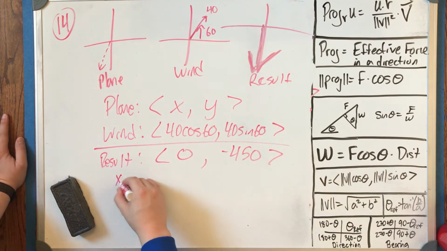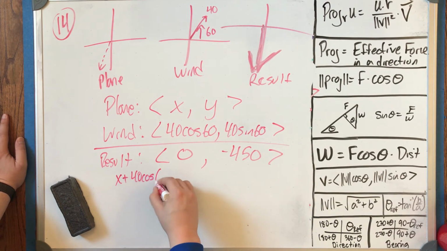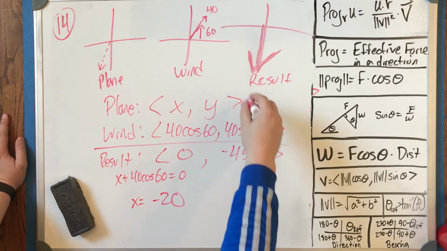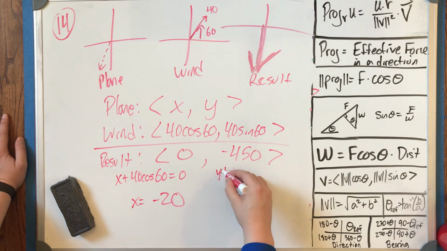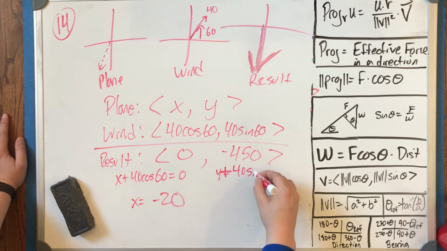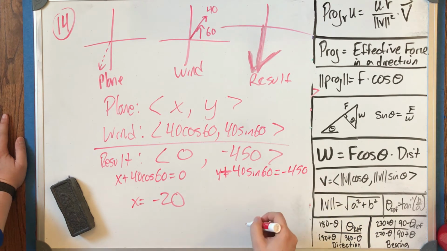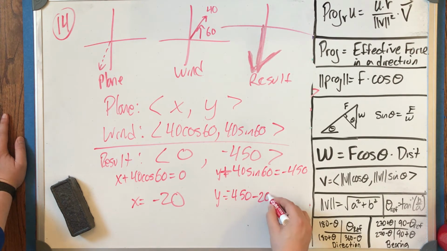So it would be x plus 40 cosine 60 equals 0. So I'm just going to subtract the 40 cosine 60 to the other side, and I'll get that the x value is going to be negative 20. Do the same exact thing over here. Y plus 40 sine 60 equals negative 450. So I'll just do negative 450 minus 40 sine 60. I'm going to get the y value is officially, without a calculator, don't worry, you'd have a calculator, it would be that, which is negative 484.64.